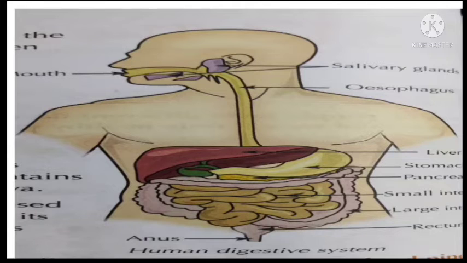Next is the esophagus. Food from the mouth enters a hollow tube called the esophagus or food pipe. The muscles of the esophagus contract and relax to push the food to the stomach.